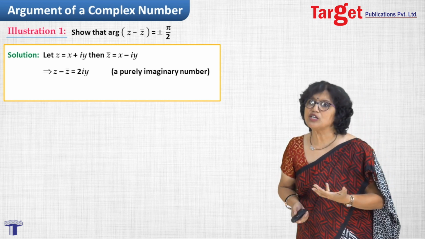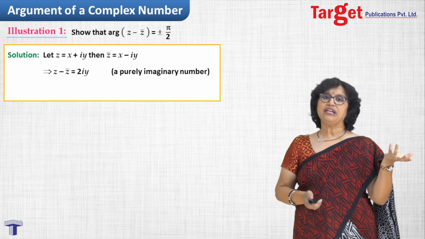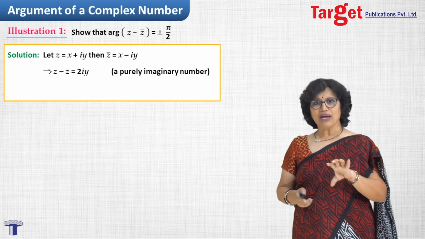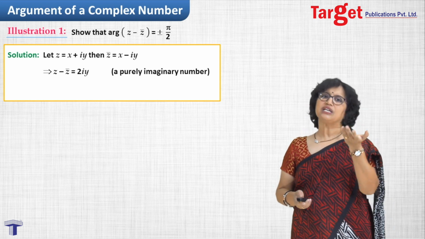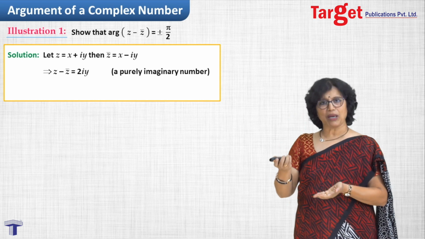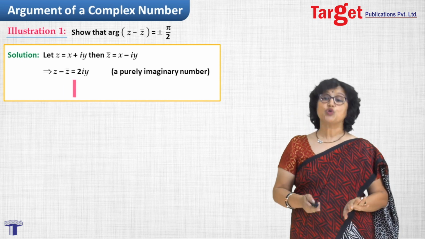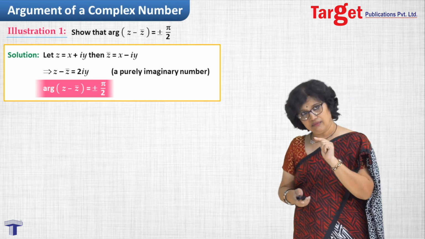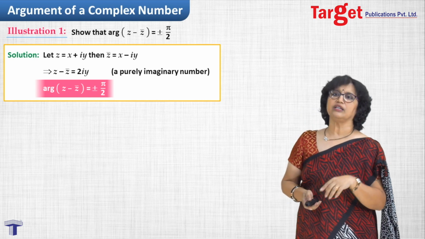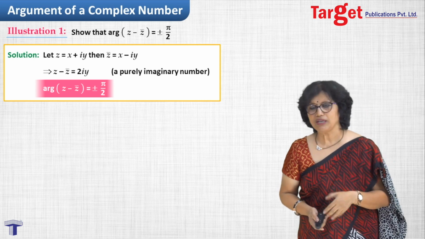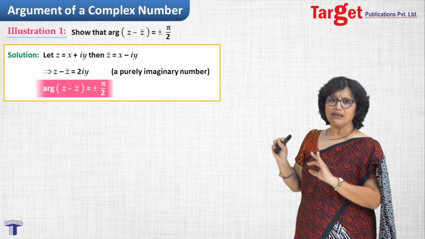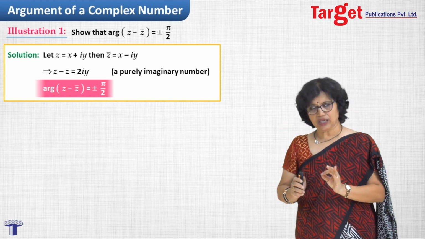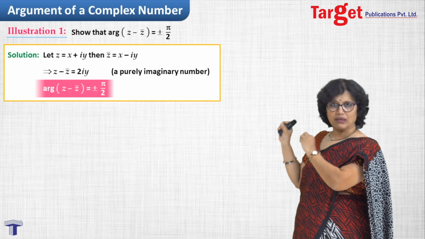The moment you say it is a purely imaginary number, what would be its argument? Just now we have done in the properties. Whenever you take a purely imaginary number, whether imaginary part is positive or negative, once it was plus pi by 2, otherwise it was minus pi by 2. So argument of z minus z bar, since 2iy is a purely imaginary number, the answer would be plus minus pi by 2. These steps are nothing; this is only by understanding and remembering properties. You have to use the correct property at the correct place.